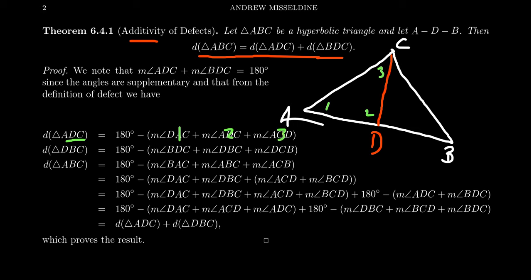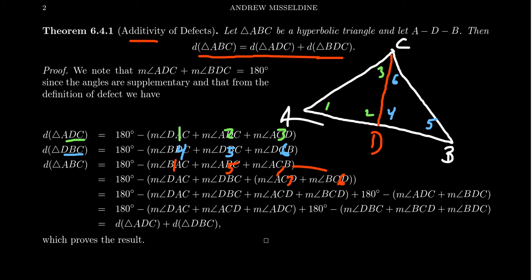Now let's look at the triangle DBC. Its defect can be computed by taking angle DBC, we'll call that angle 4, angle DBC, we'll call that angle 5, and angle DCB, angle 6. So we get 4, 5, and 6. Now let's look at the larger triangle ABC. Its defect will be computed from its three angle measures. It has angle 1 in it, it has angle 5 in it, and it has angle C, which is a combination of angles 3 and 6. So we get 180 degrees minus the measure of angles 1, 5, 3, and 6.